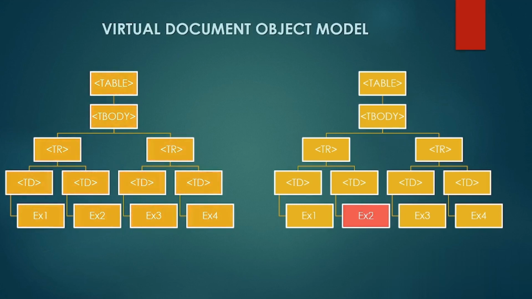React.js uses this virtual Document Object Model to render things. That's the reason React.js is faster than other front-end technologies.